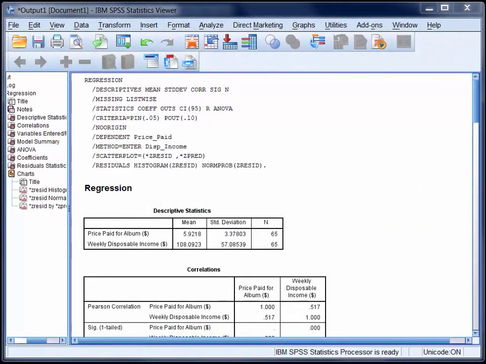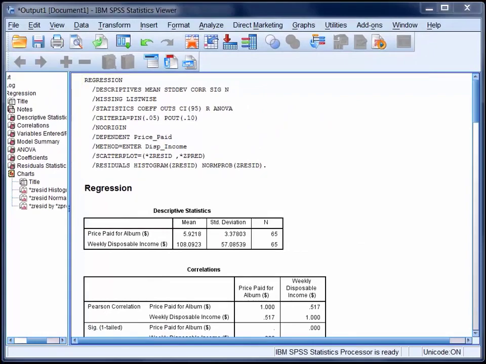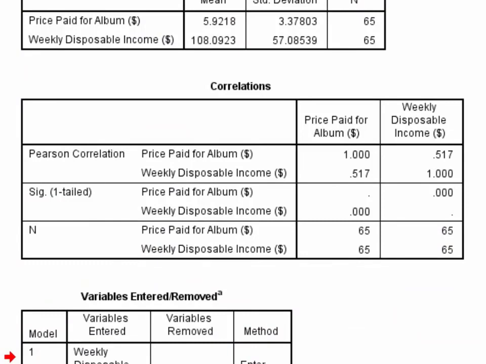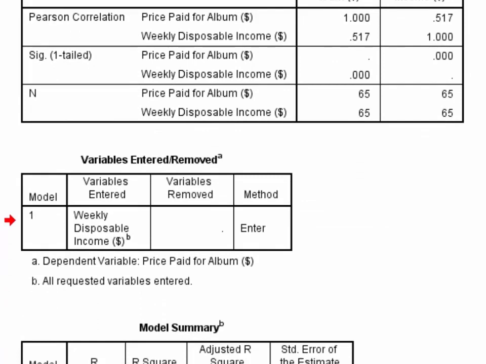When you run a bivariate regression using SPSS, you get several tables of output. The first table provides descriptive statistics for each variable in the regression. On average, people paid $5.92 for the album, and their weekly disposable income was $108.09. The second table of output is a correlation matrix. As we only have two variables in our regression, there's only one correlation coefficient reported here, 0.517, and that's statistically significant.